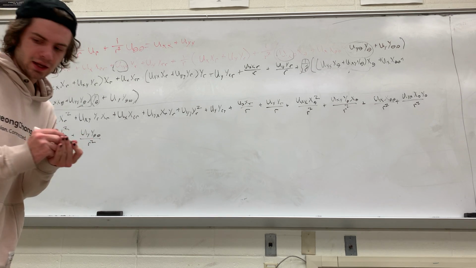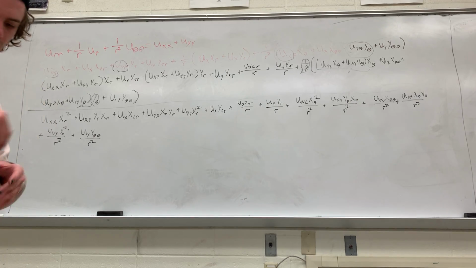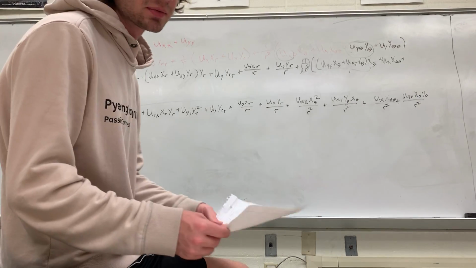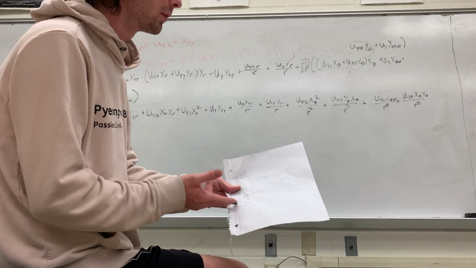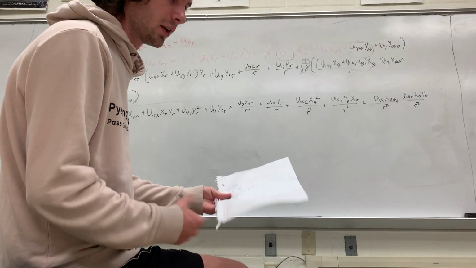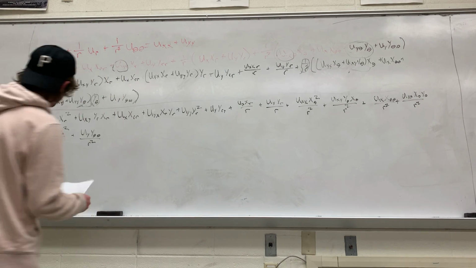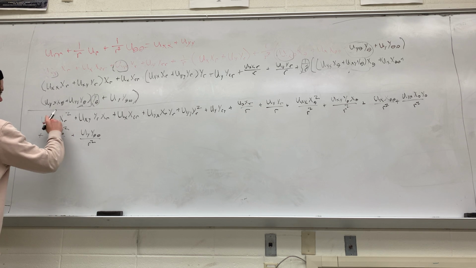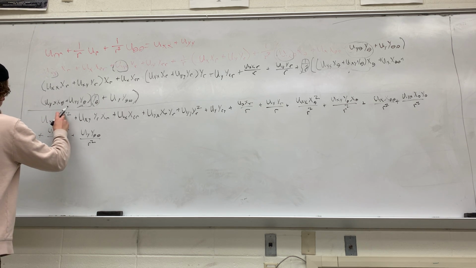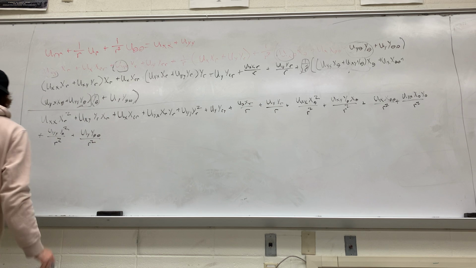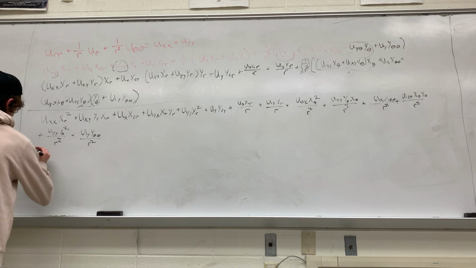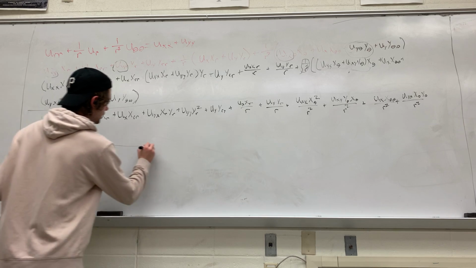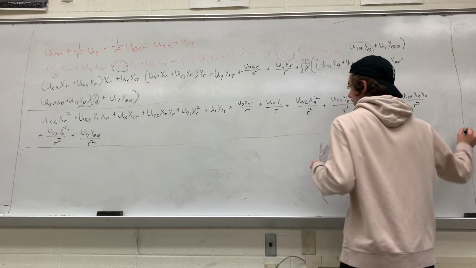So now that everything is multiplied out, I can start substituting in the derivative of x with respect to r and so on and so forth. So first off, we have u xx times the derivative of x with respect to r squared. So that will be here. I will also draw another little line to divide.